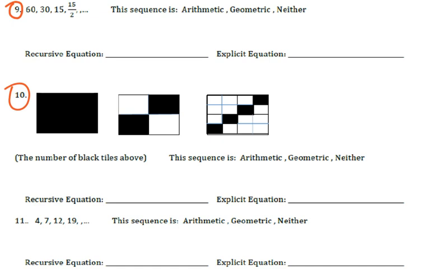I could start out thinking, well, maybe it's arithmetic. If I subtract 30, will that get it? No, 60 minus 30 is 30, but 30 minus 30 isn't 15. So I'm going to have to multiply or divide. Well, 60 to 30 I can divide by 2. Does 30 divided by 2 equal 15? Yep. Does 15 divided by 2 equal 15 over 2? Yeah, it does. So we're geometric.